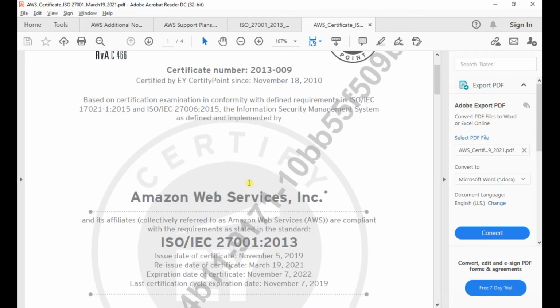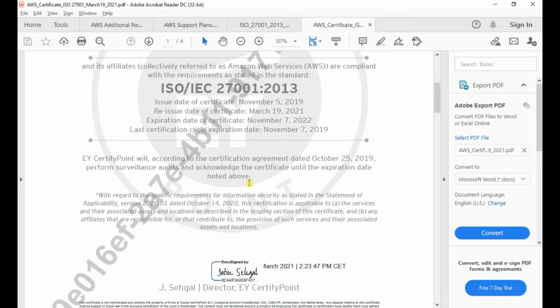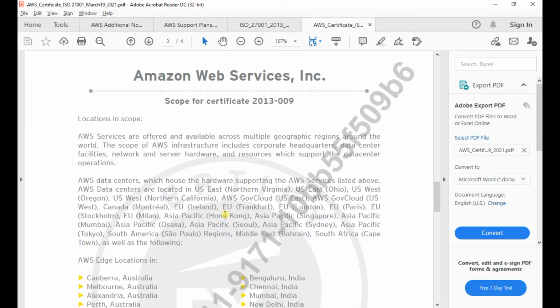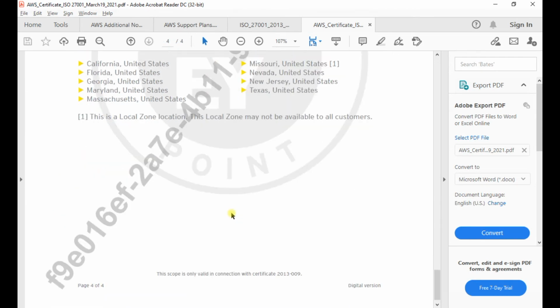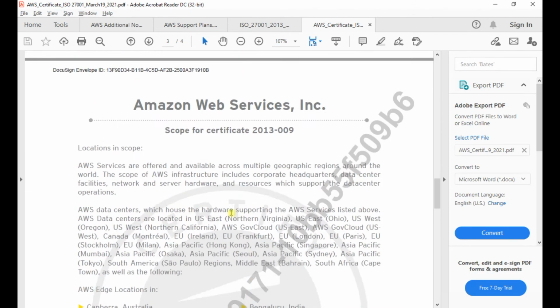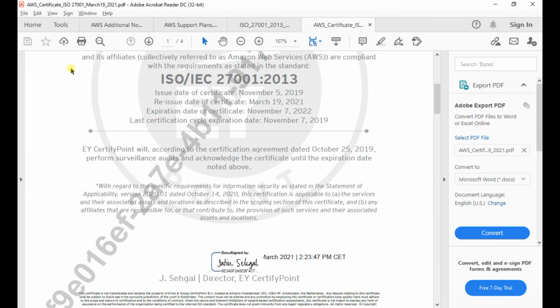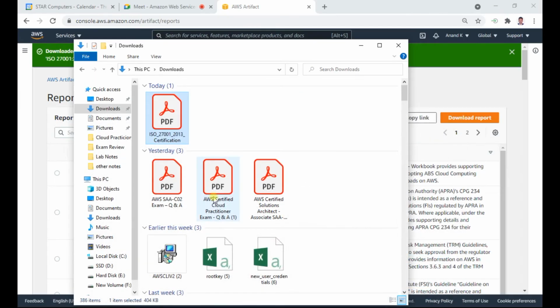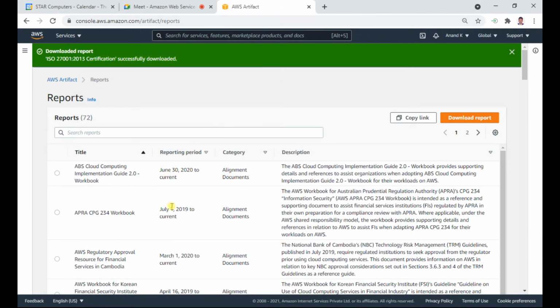See the certificate, Amazon is giving you this, and now the compliances will be there. Scope of this certificate. Okay, this is one attachment which is there. You can go through this. Similarly, whatever type of reports you want, you can download accordingly.